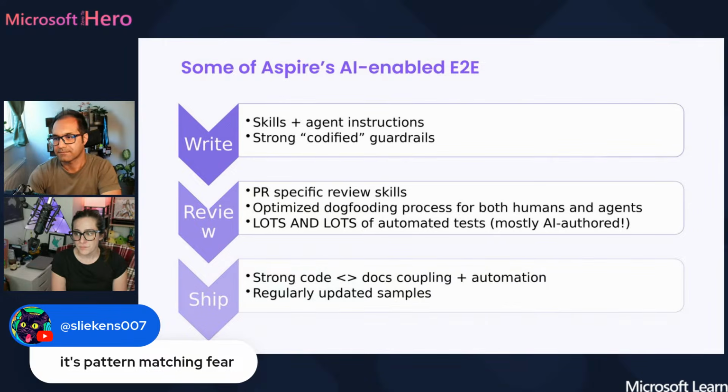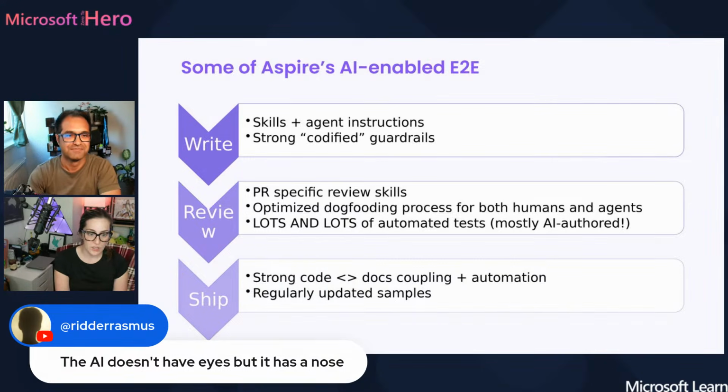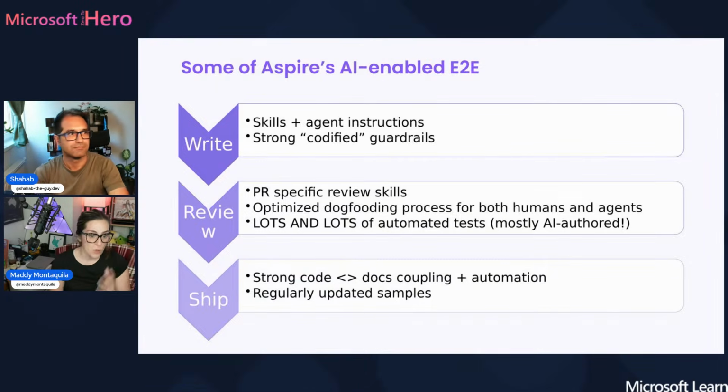Yes. Some of what we do on the Aspire team, and we're all open source, by the way. So Aspire is open source and free to use and works great with Azure, but also other clouds, and works with any language. I'll give you links at the end. But what we do on the Aspire team that you're welcome to go look at in our repo is we have a variety of skills and instructions, and we have a lot of codified guardrails.